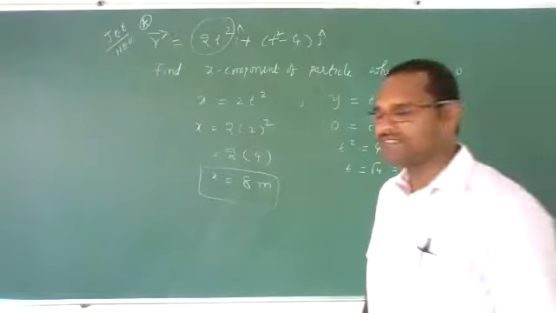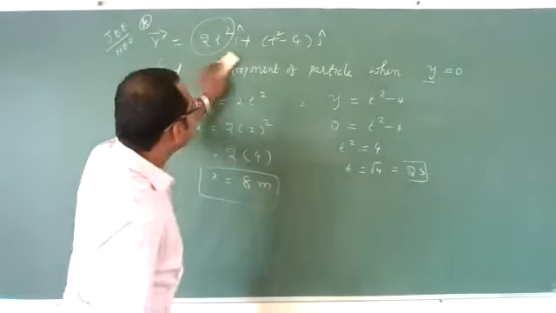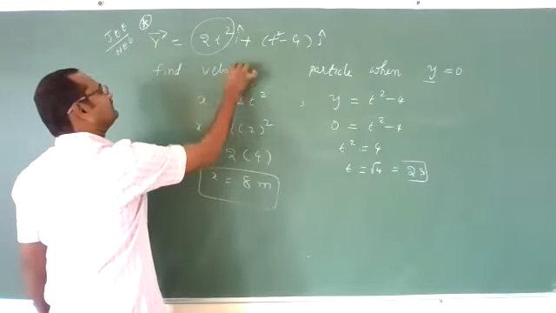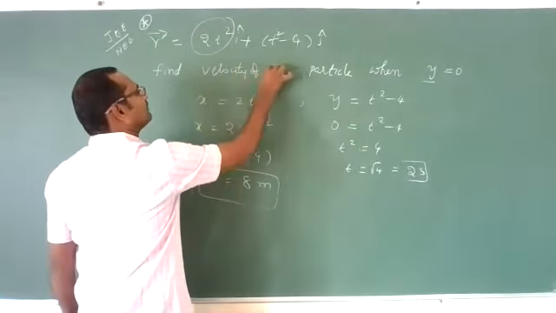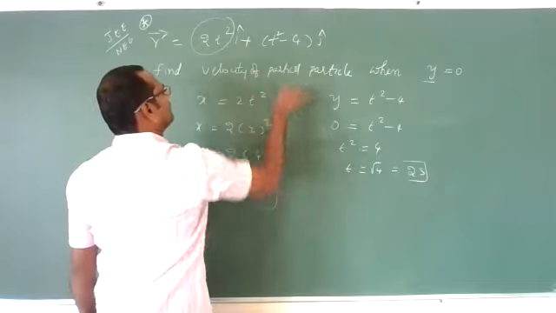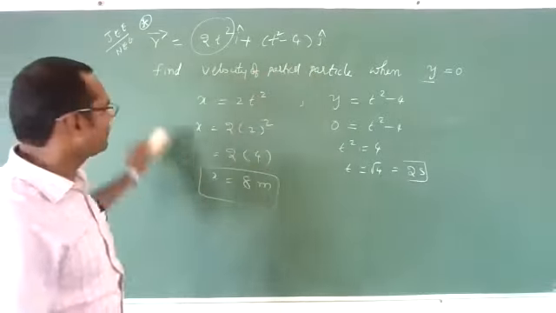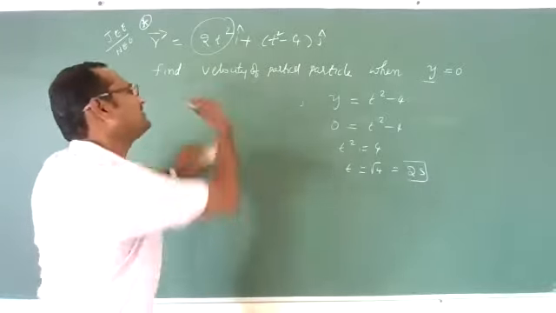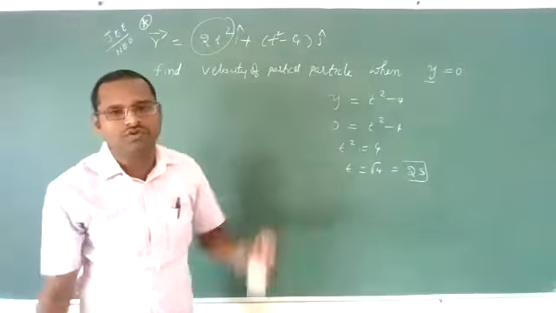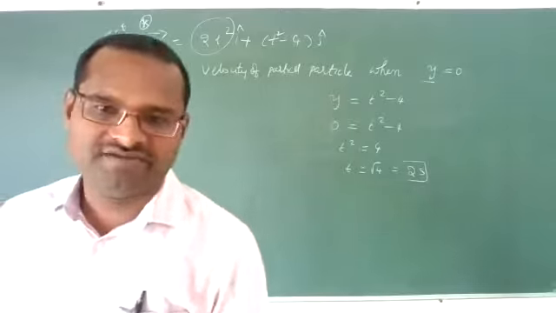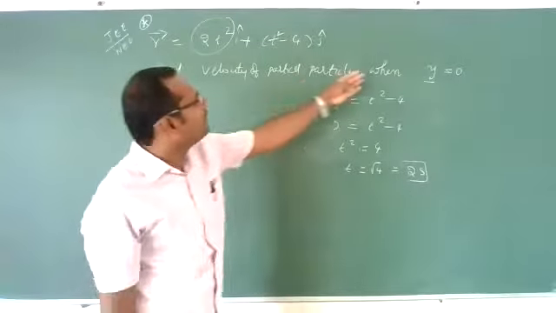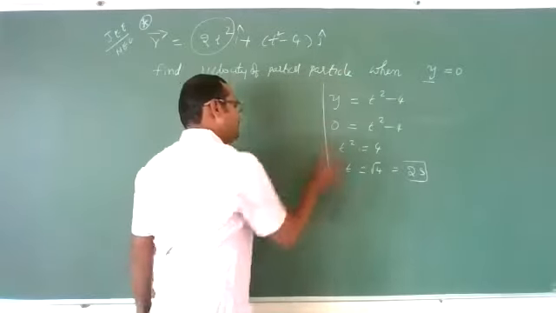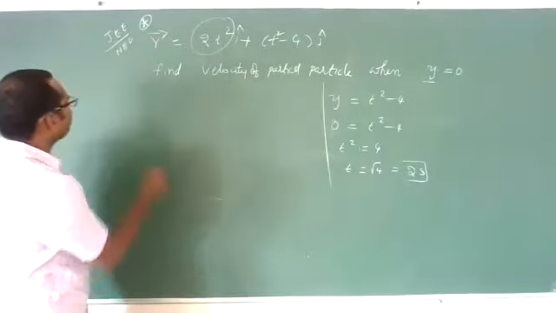But they won't ask you like this. They will ask: find the velocity of a particle when the y component is equal to 0. The question is this only. When the y component of the particle is 0, the time is 2 seconds, which we got from this. We want the velocity. How to find velocity?